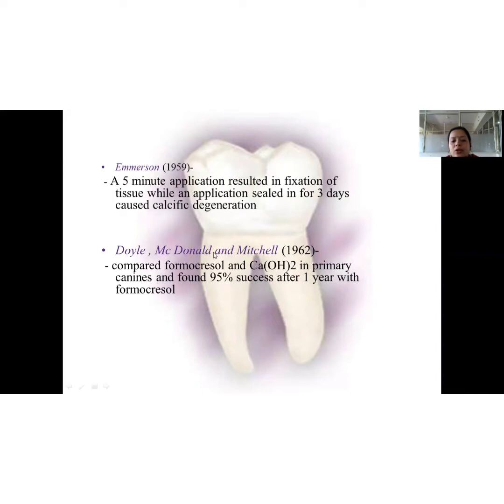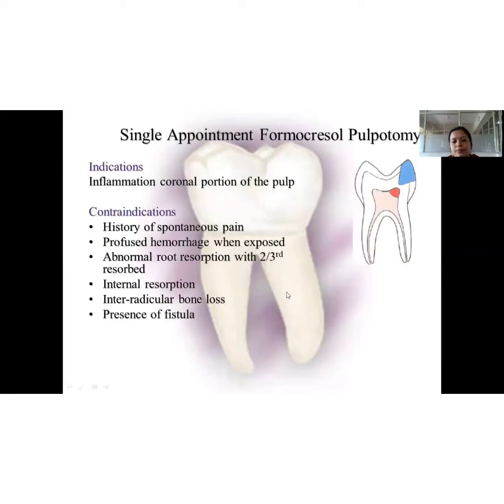According to Doyle, McDonald, and Michelle, who compared formocresol and calcium hydroxide in primary canines, they found 95% success after 1 year with formocresol. Now, single appointment formocresol pulpotomy.